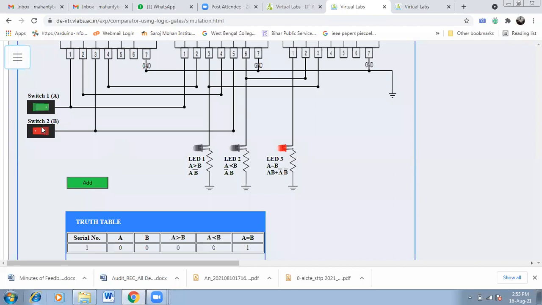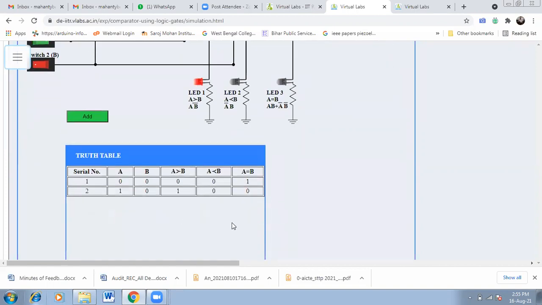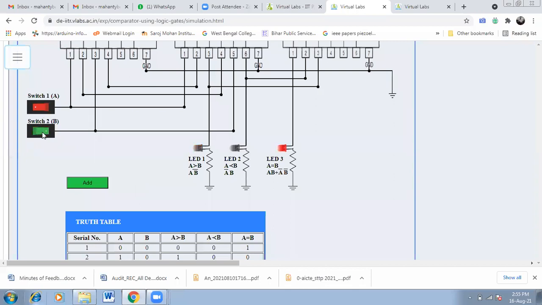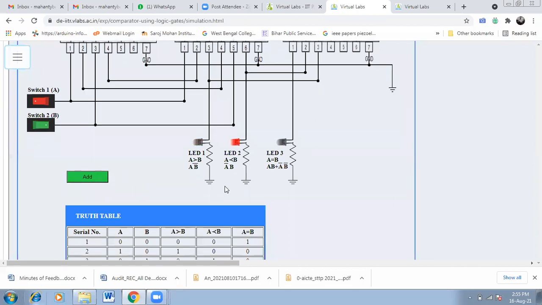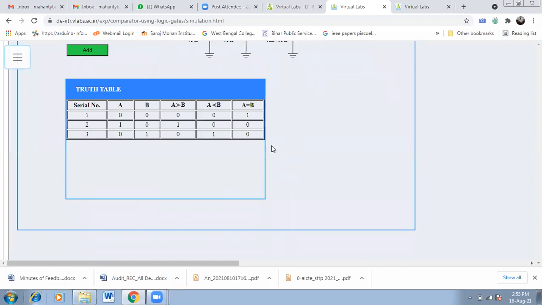Now take A is 1 and B is 0. That means A greater than B, because A is 1, B is 0. Therefore this LED is on. Now you can add this one in the truth table: A greater than B, this corresponding bit is high. Now the third one, this is 0 and this is 1. So that means A less than B, isn't it? So LED2 is on. So these three conditions we have.